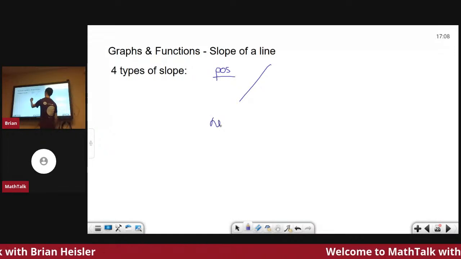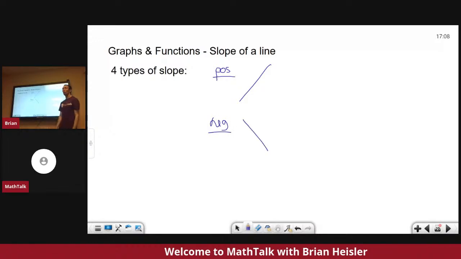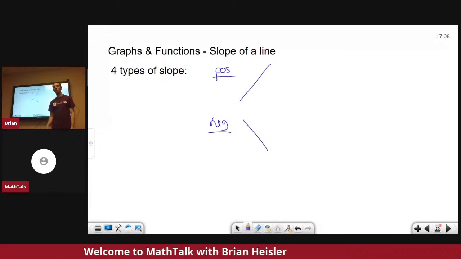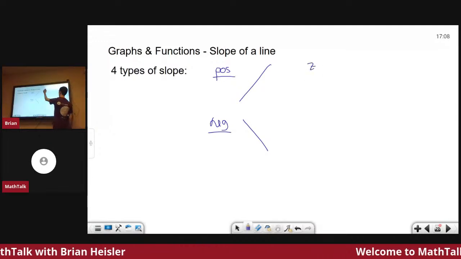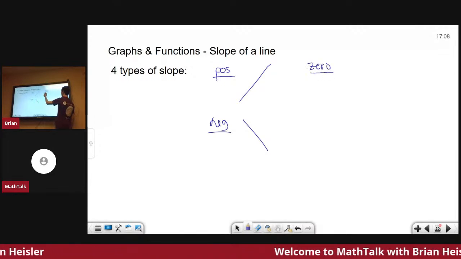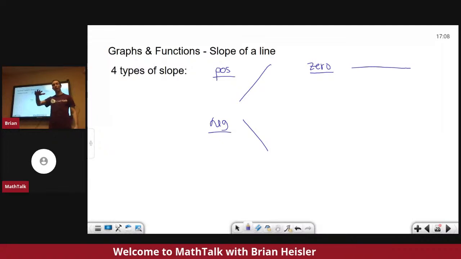There's negative, which is the opposite, goes down to the right. Any line that goes down to the right is negative. There is zero slope, which is any line that goes straight across. It's a flat line.